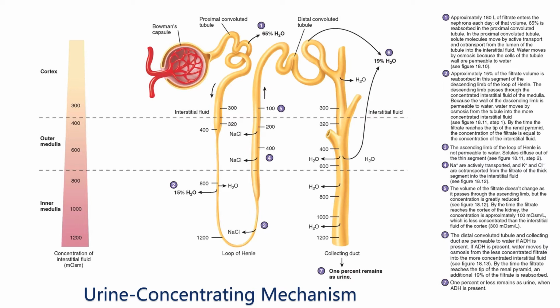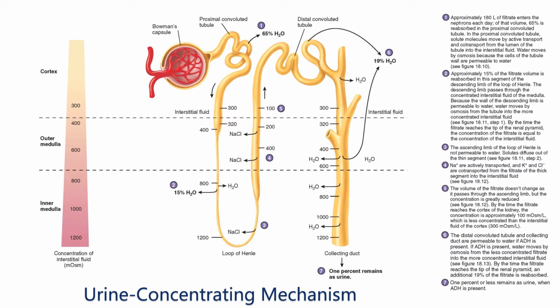The concentration gradient from the cortex to the inner medulla is shown here on the left. You see that the interstitial fluid increases in concentration from 300 milliosmoles in the cortex to 1,200 milliosmoles in the medulla.